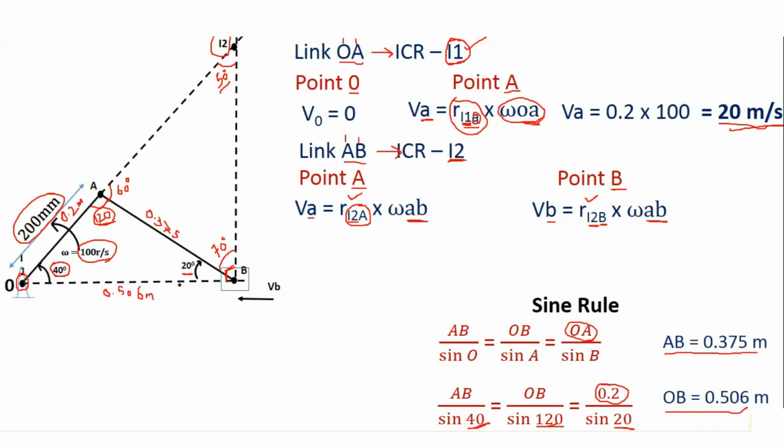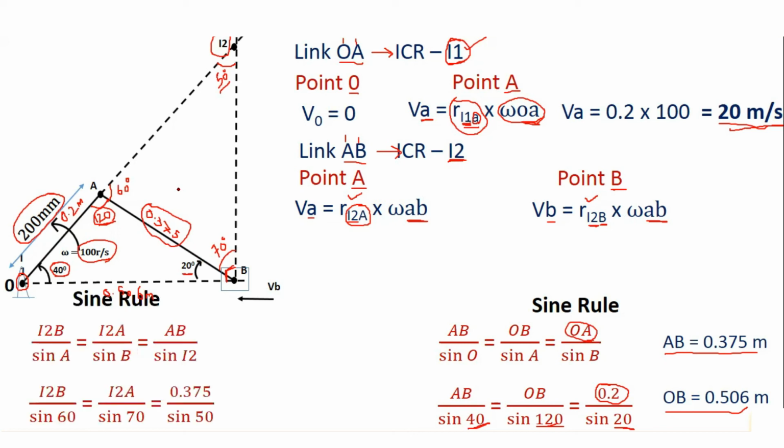So we are not interested in OB. We were interested in finding out any one side of this triangle. So we have achieved the target that we have found out this side of this particular triangle. Now you can apply sine rule in this AI2B triangle because one side is known and all the three angles are also known. So applying sine rule in this triangle, I will get the answers for I2B as 0.423 meters and I2A as 0.460 meters respectively.